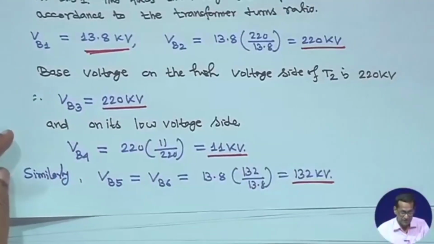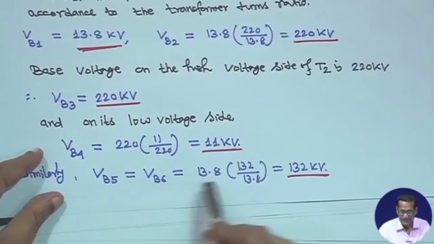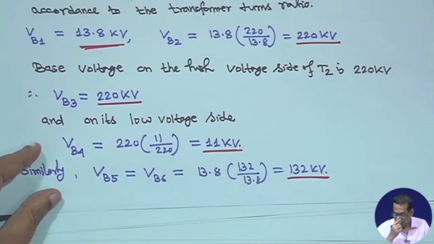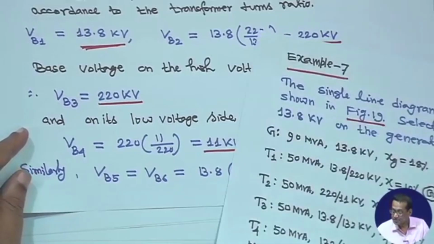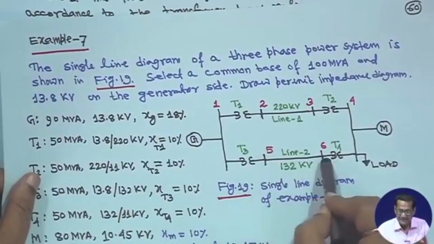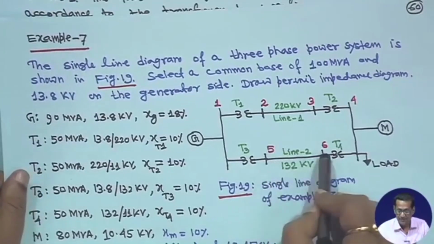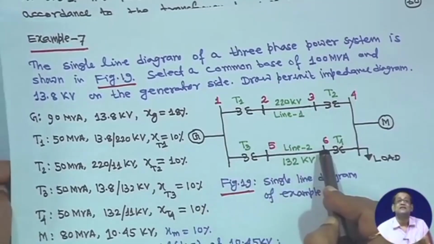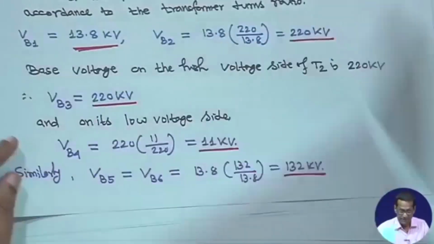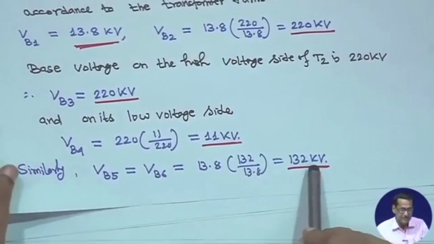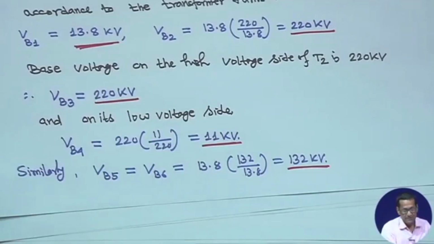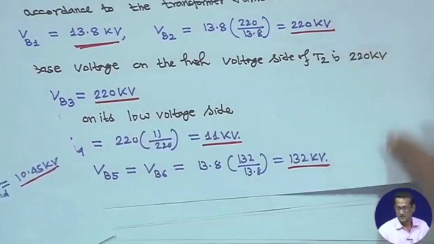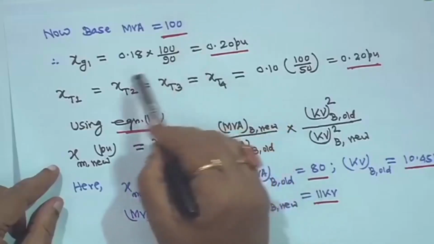Now, similarly, VB5 is equal to VB6, 13.8 into 132 by 13.8, so 132 kV. That means on this side and this side, the base voltages VB5 and VB6 are 132 kV. I marked six such buses, 1, 2, 3, 4, 5, 6. This base voltage is chosen such that the base voltage for the other buses is automatically transferred. Base MVA we have chosen as 100, but the generator base is different.